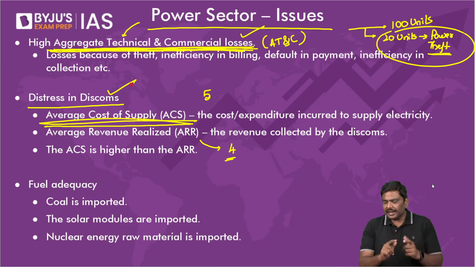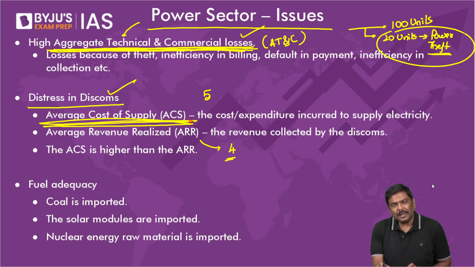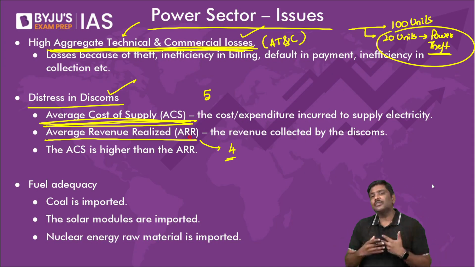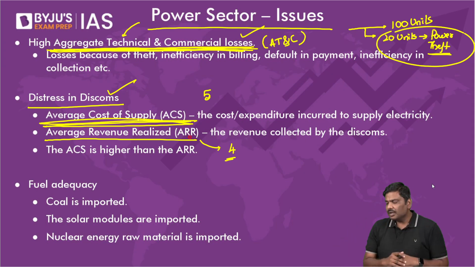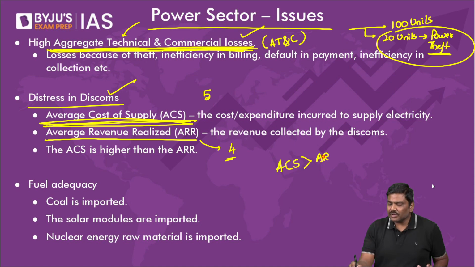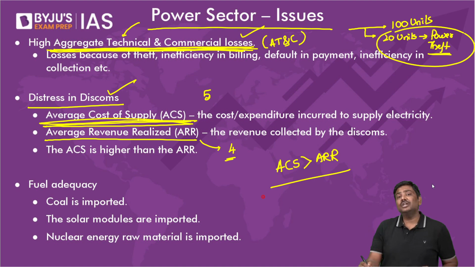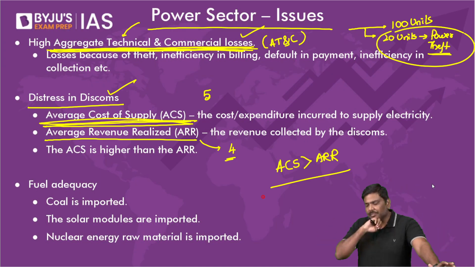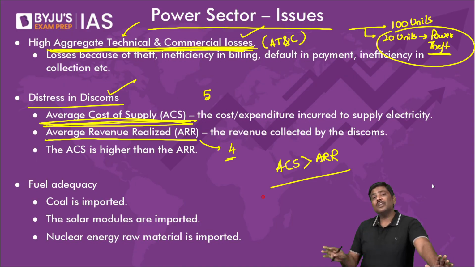So on one side, average cost of supply is incurred, and by supplying electricity, they will collect money from you, bills from you. That is average revenue. If average cost of supply is greater than average revenue realized, can I say this will lead to losses for the distribution companies? Any problem with this? Please do let me know. Any problem? Many of you are asking, sir, why?